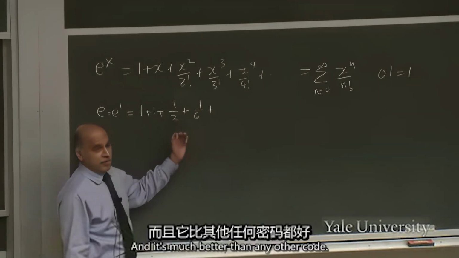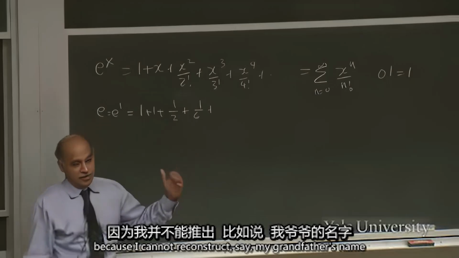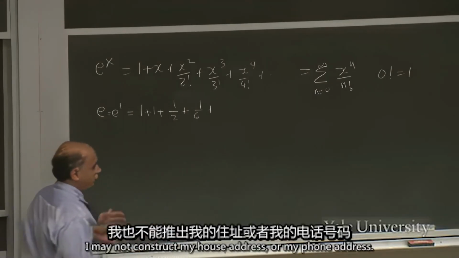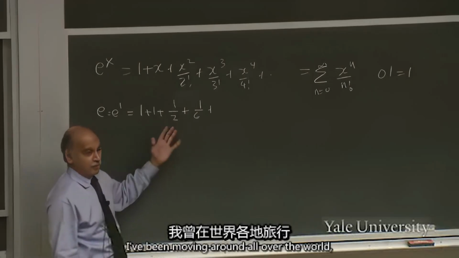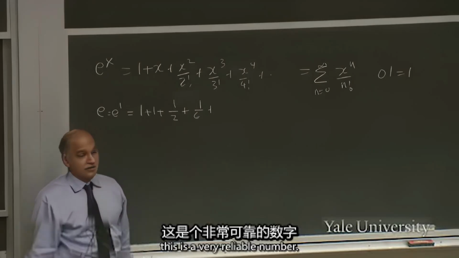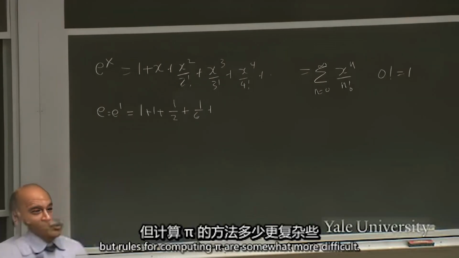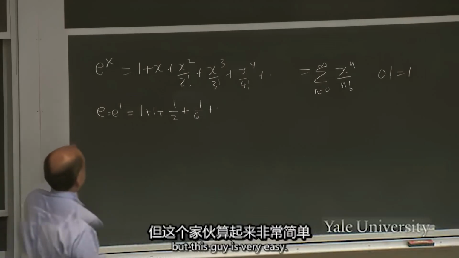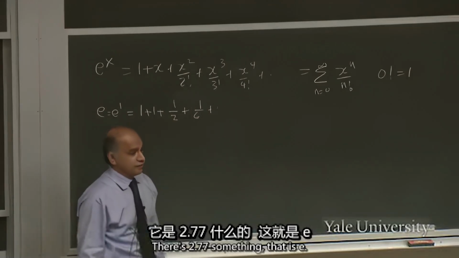And it's much better than any other code because I cannot reconstruct, say, my grandfather's name. I may not get it right, or I may not construct my house address or my phone address. This doesn't change. I've been moving around all over the world. This is a very reliable number. Now, pi is a good number, but rules for computing pi are somewhat more difficult. Pi also can be computed as an infinite series, but this guy is very easy. That's 2.77 something. That is e.